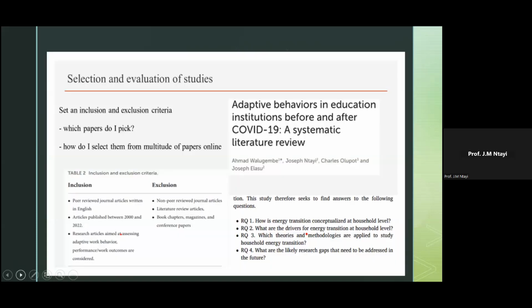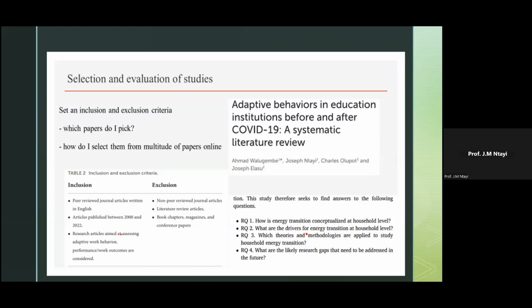Before we go to the practical part, now that you have been able to see where you're going to pick these journal articles, you can talk again about the selection and evaluation of studies, just like Professor has said. In order for us to do that, first, remember you have your questions that you want to address, and probably you can see some of them here for some of these papers. You have your questions in there.